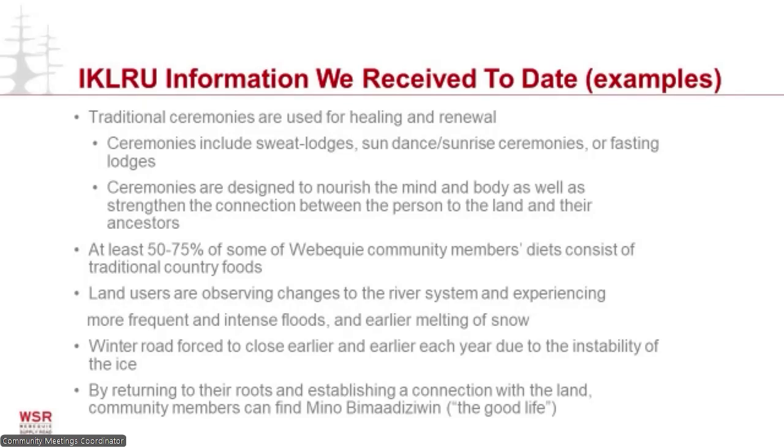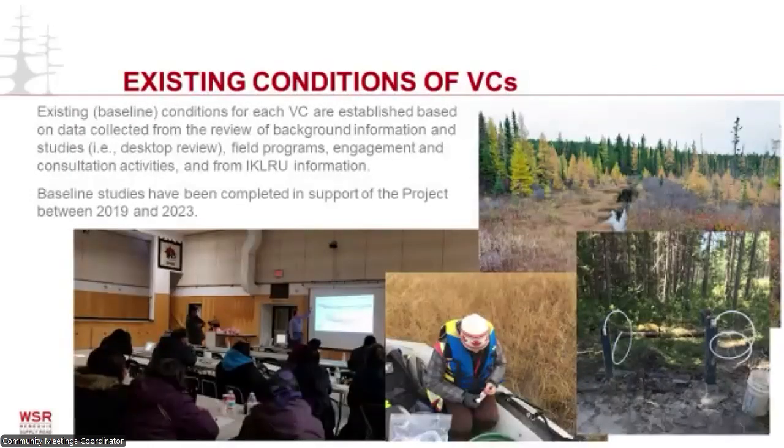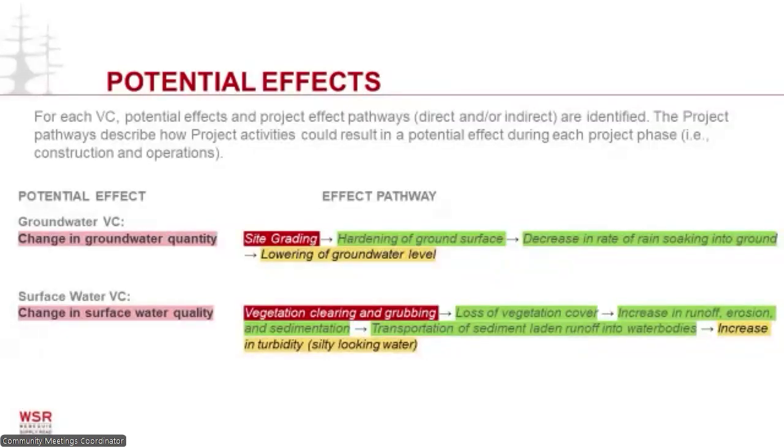We have received a lot of IKLRU information so far, including the purpose of traditional ceremonies, reliance on country foods, and climate change impacts. Existing or baseline conditions for each of the VCs are described through background research, engagement and consultation, and field studies. For each VC, we look at potential effects and pathways, how it happens, the route followed. For example, grading or reshaping the land as part of the project usually hardens the ground, making it harder for rain to get into the soil and lowering groundwater levels.